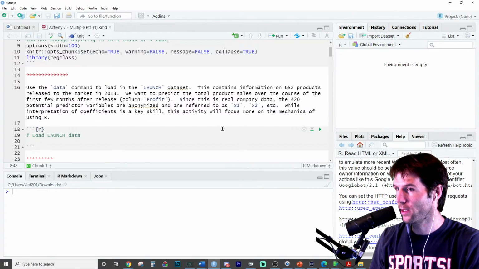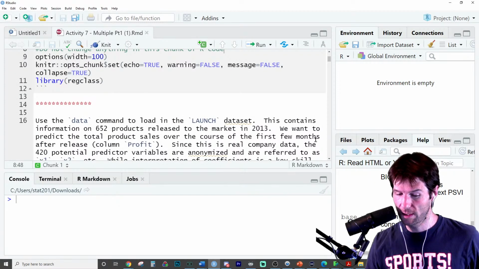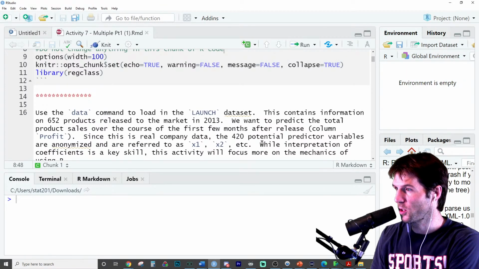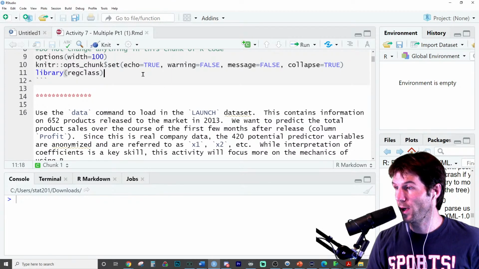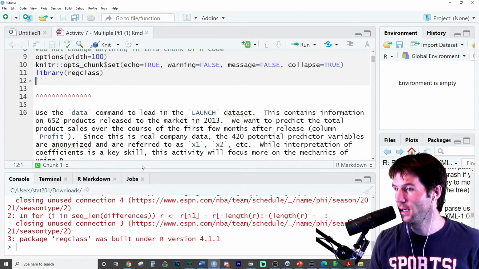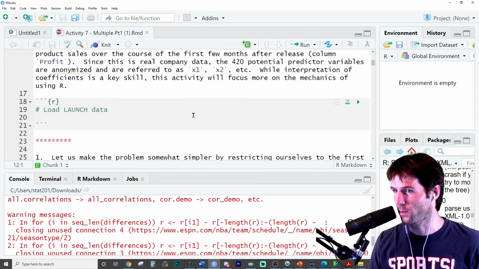Okay, so here we are talking about some multiple regression. I'll make it bigger so I can see what's going on. We've got the launch product data set, which is going to use a bunch of different variables. Please ask any questions you have at any time. You need to have the library regclass loaded, so make sure to have it installed. If you have problems, please contact us immediately. These are just warning messages. No one cares about those.